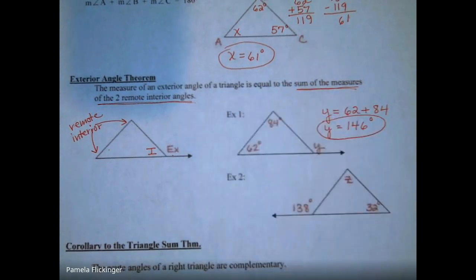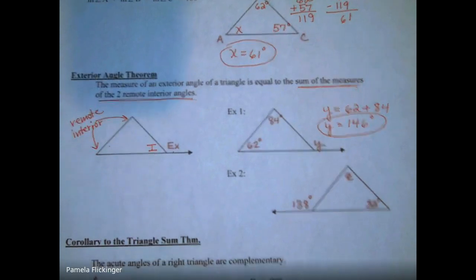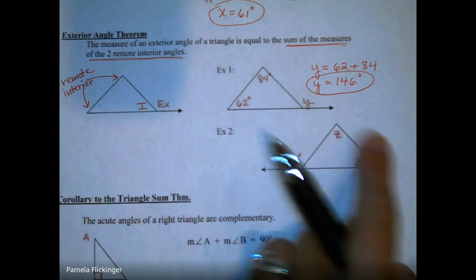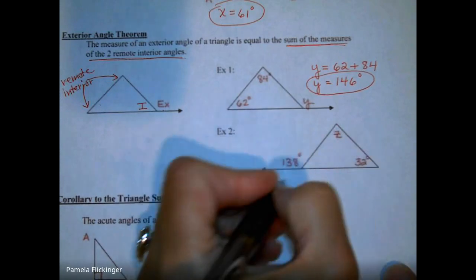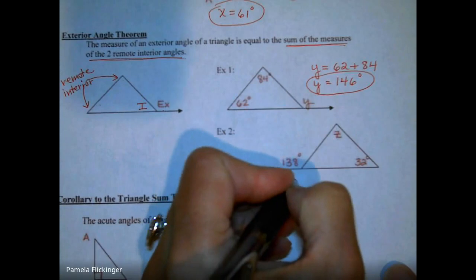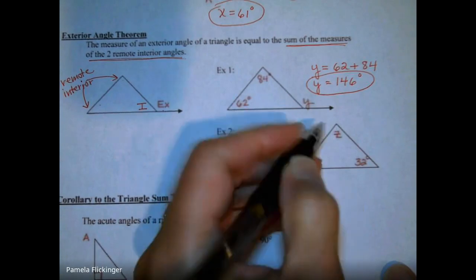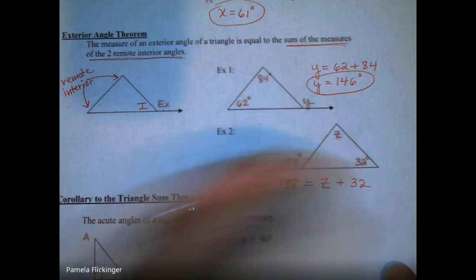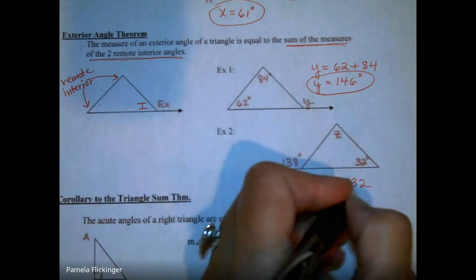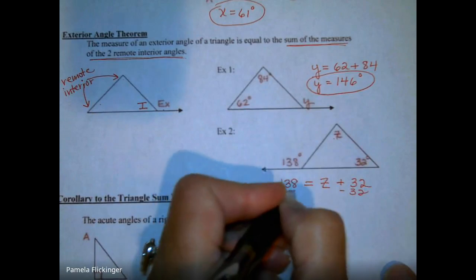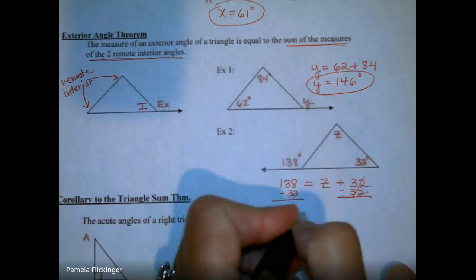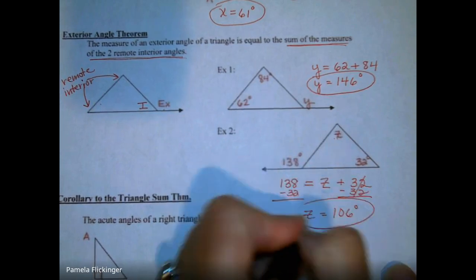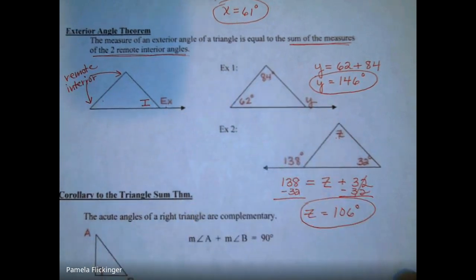All right, in this picture again, the exterior angle is the 138. So the 138 equals the sum of the two remote interiors, so z plus 32. And this time I would just subtract 32. So z is going to end up equaling 106 degrees.